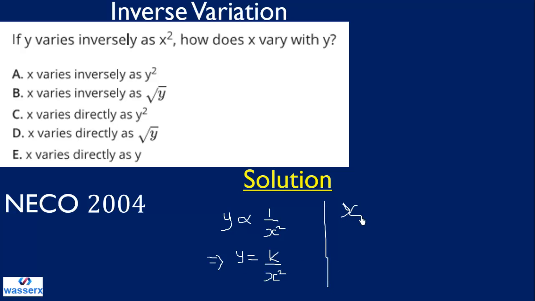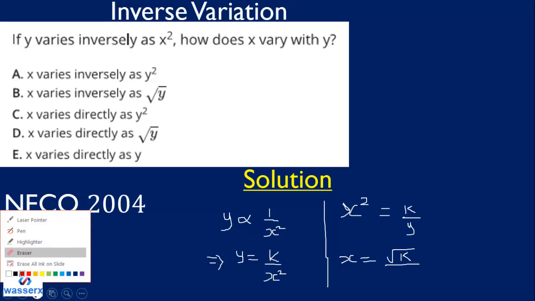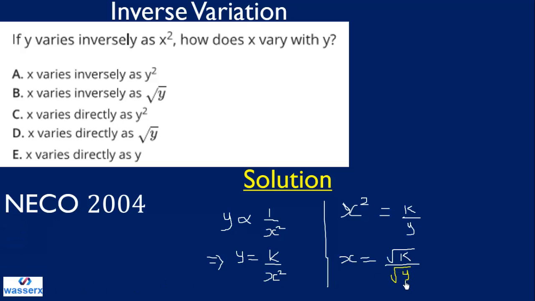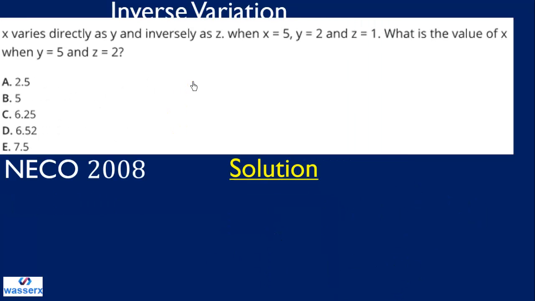Now we have x squared equal k over y. We are just making x the subject, so we swap the position with the y. Now this implies that our x is equal to the square root of k over the square root of y. So this root k is the same as another constant, so it will give us another constant c over root y. Now we can rewrite this again as a variation, so we write x varies inversely as the square root of y. So the correct answer is B.